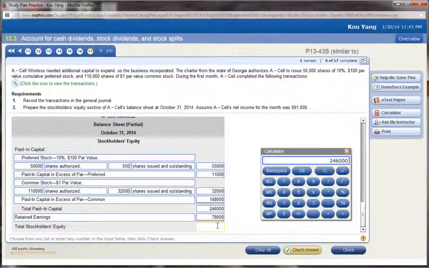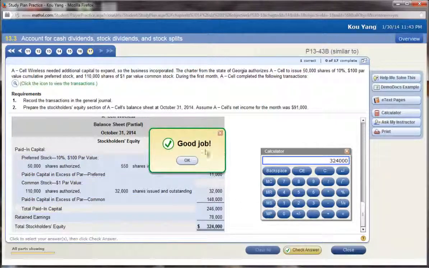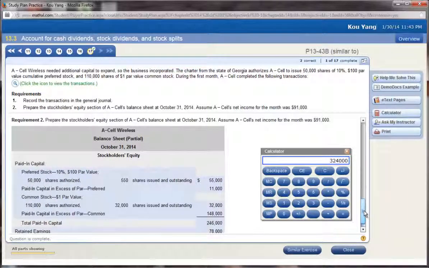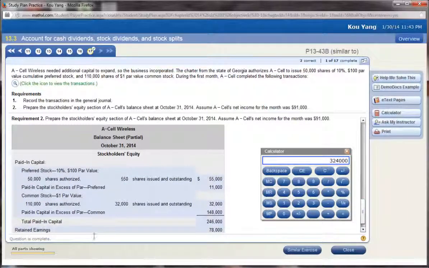And my total stockholders' equity then would be that 246 plus the 78,000 for a total of 324,000. And we're all good. And that is how you prepare the statement of the shareholders' equity or stockholders' equity section. This is just the bottom part of the balance sheet.